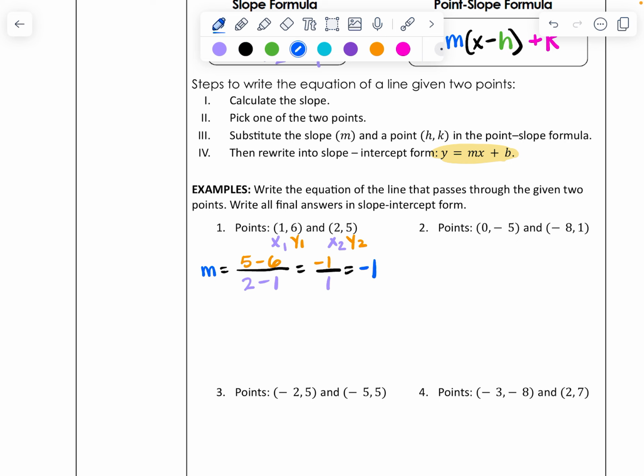Now that I have the slope, I'm going to go back and label one of the points. I'll just pick the first one. It does not matter which one you pick, h and k. Now I'm going to substitute that into the point slope formula. Y equals m, which we now know is negative 1, x minus h, which is 1, plus 6.